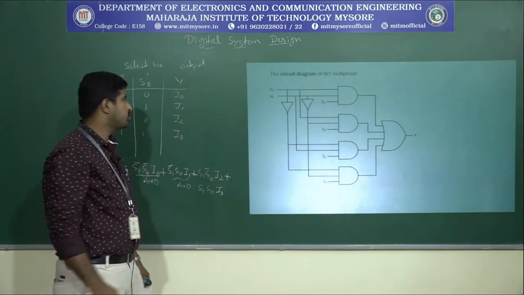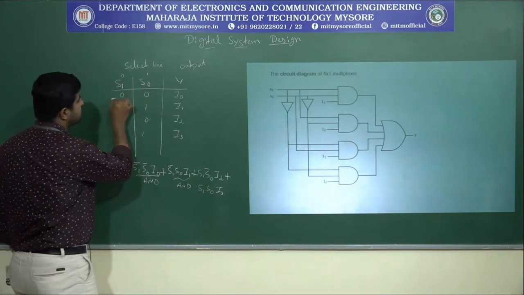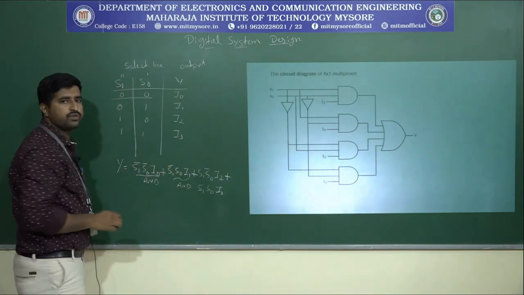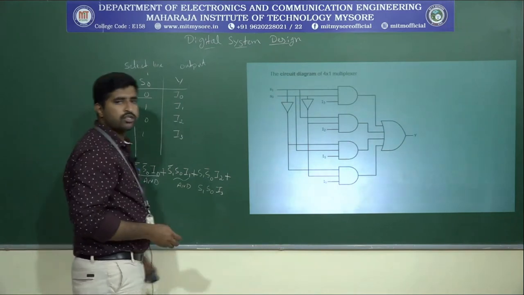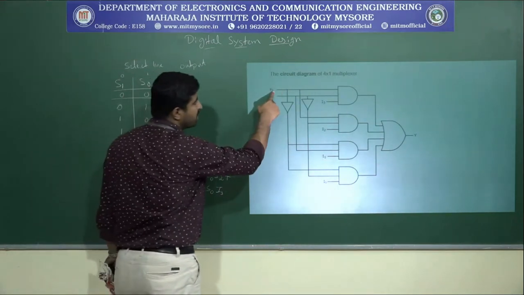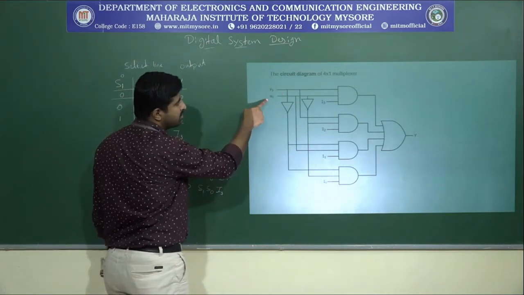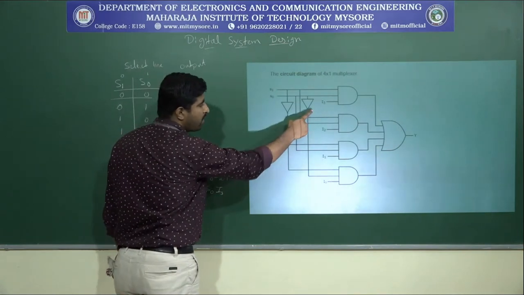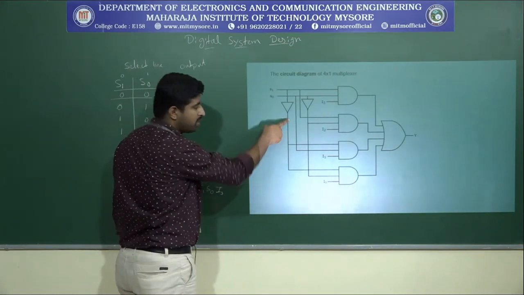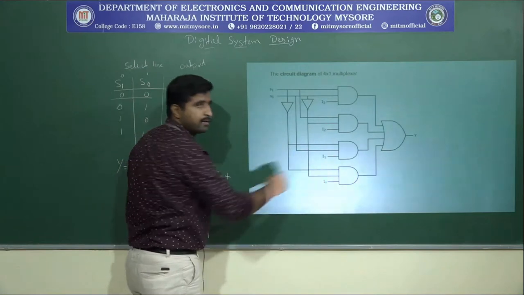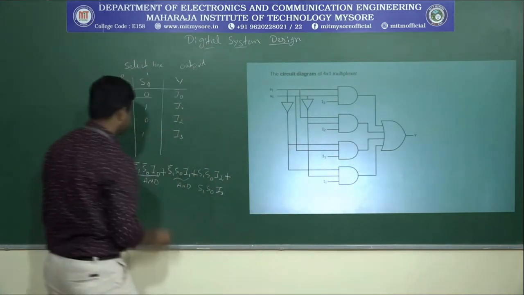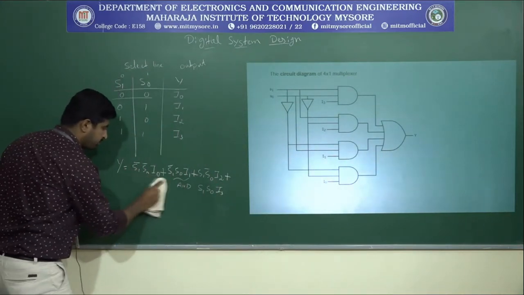Let's analyze, assuming we take the condition when S1 and S0 are 00. That corresponds to here: this is 0 and this is 0. That means here we are getting a 1 and here also we are getting a 1. So that means 1 1 will be there.